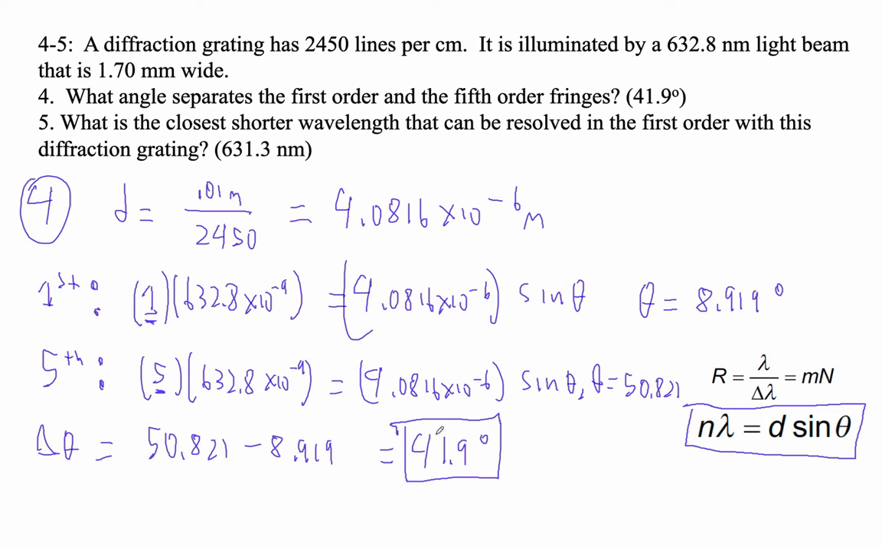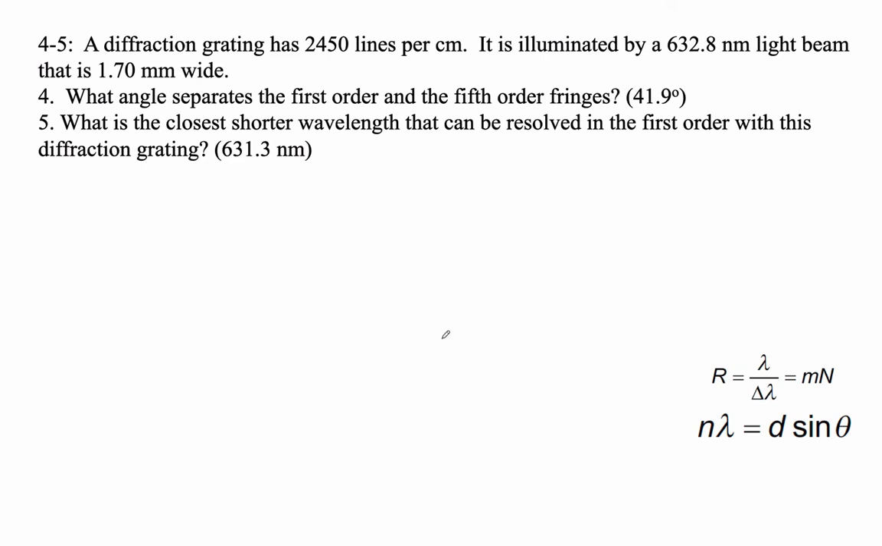So now let's look at: what is the closest shorter wavelength that can be resolved in the first order with this diffraction grating? Whoa, it's going to be tough. Okay, I'm erasing. Are we ready for this? So now we're going to use this resolvency, right? So the wavelength over delta wavelength is equal to the order m, which is 1, times N, the number of lines that are illuminated. So the question is, how many lines are illuminated?